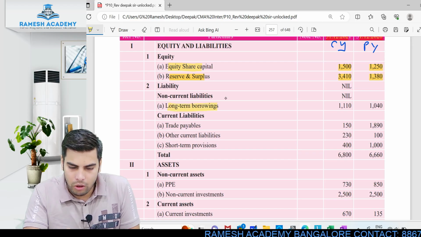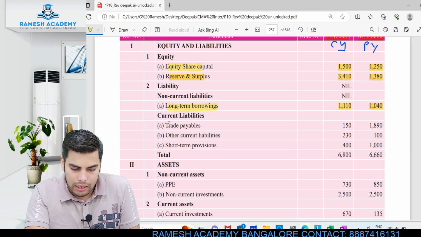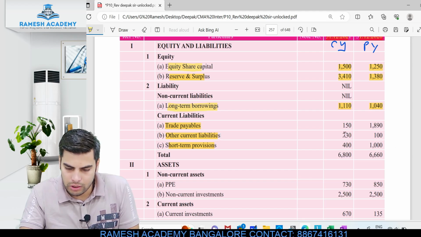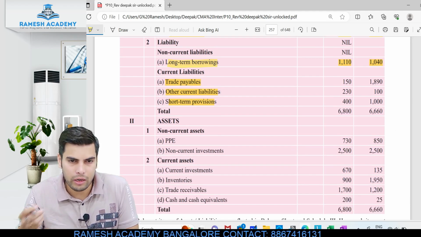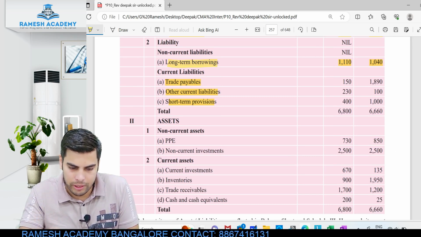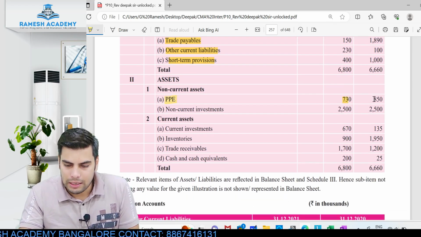Non-current liabilities, long-term borrowings, from 1,040 it has become 1,110. So current liabilities, we have got trade payables, other current liability and short-term provisions. Okay, these are the figures. We'll be checking, okay, whether there is increase or decrease in the current assets and current liabilities. That will be doing it. Then in the assets, we have got property, plant and equipment, 730.